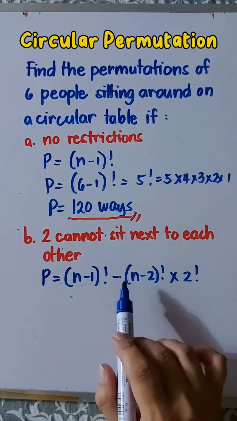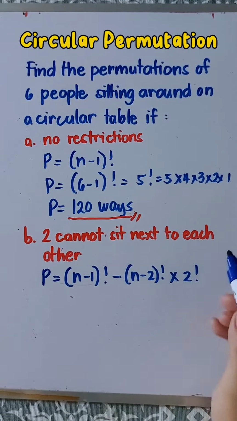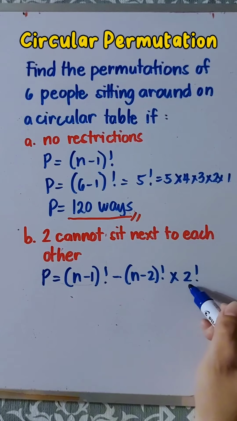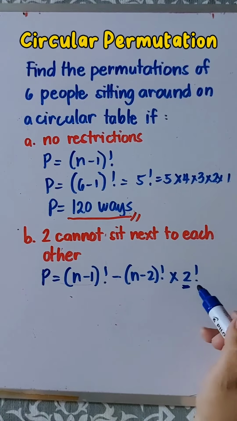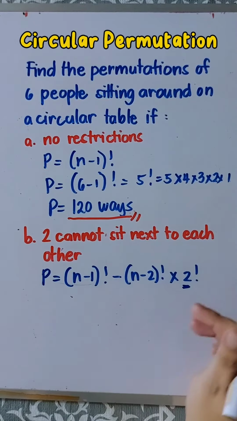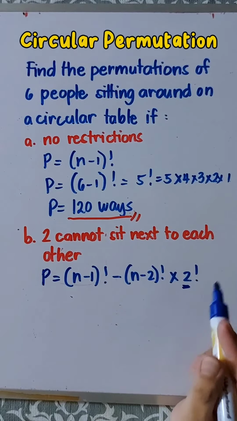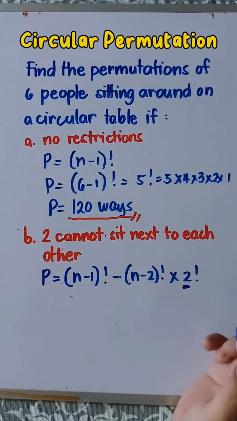So the number of possible ways that 4 people can be arranged in a circular table times 2 factorial. This pertains to the number of ways that the 2 persons who cannot sit next to each other can move from any of the seats without sitting next to each other.